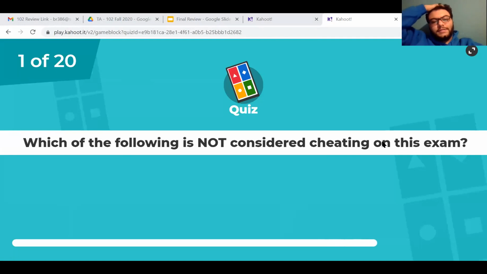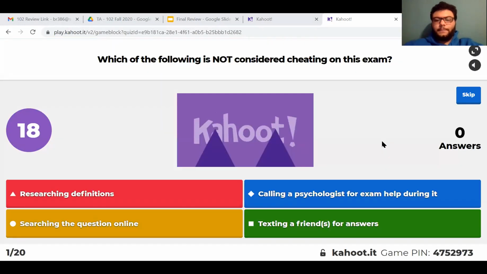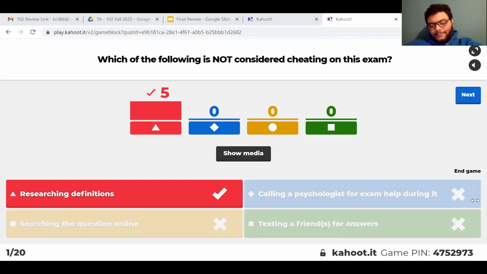Okay, which of these is not considered cheating on this exam? Please get this right. Awesome. So researching definitions is fine, using the textbook and notes are fine. Please don't call a psychologist in the middle of the exam. I don't think they want that.